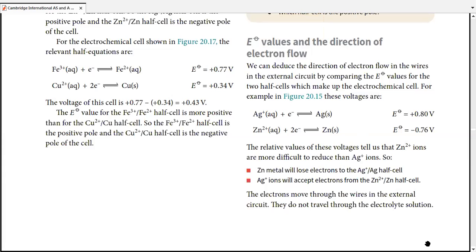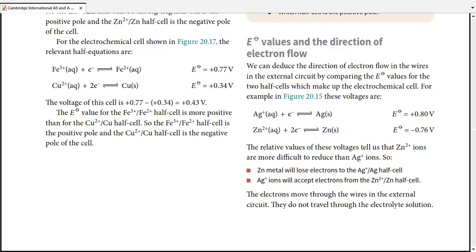Silver has a higher positive value, that is plus 0.80 volts. Zinc, on the other hand, is minus 0.76 volts. The relative value of these voltages tells us that zinc ions are more difficult to reduce than silver ions. So it's easier to understand that zinc will oxidize and silver will reduce. Zinc will lose electrons, silver will accept electrons, in their half cells.